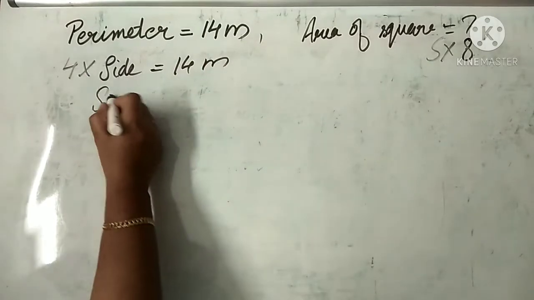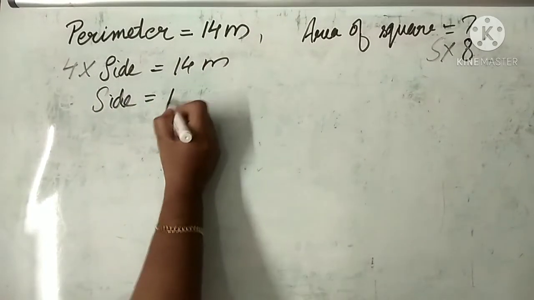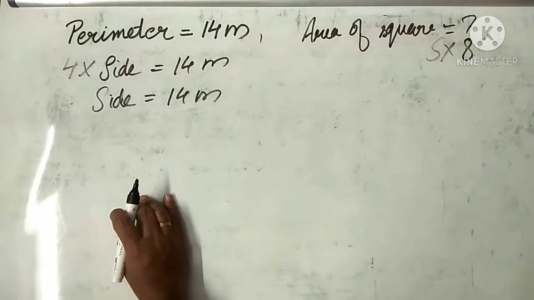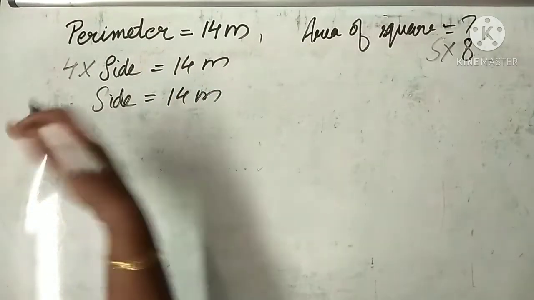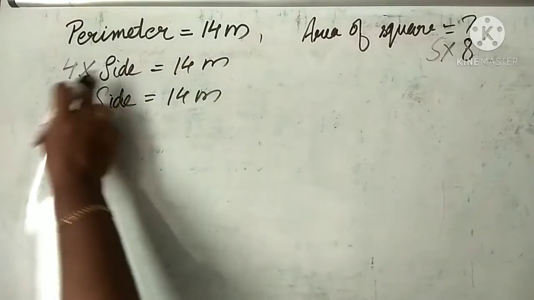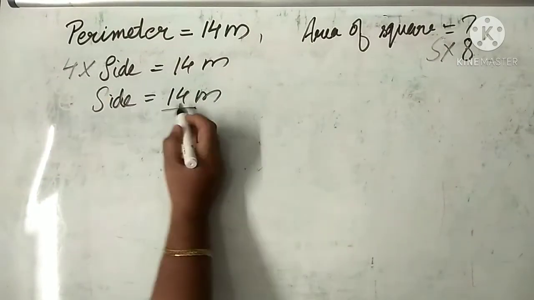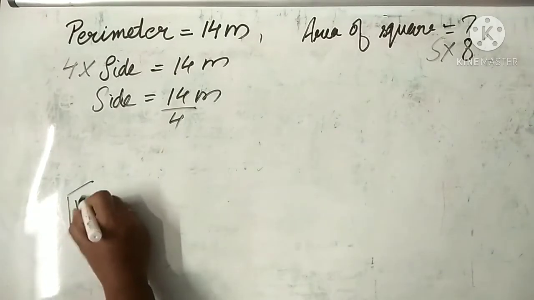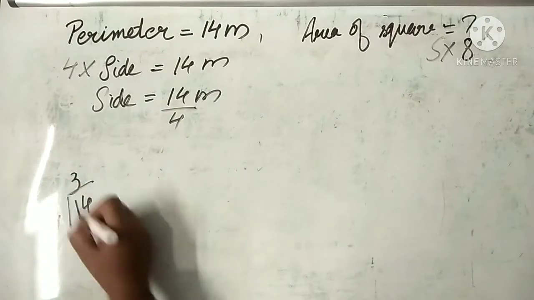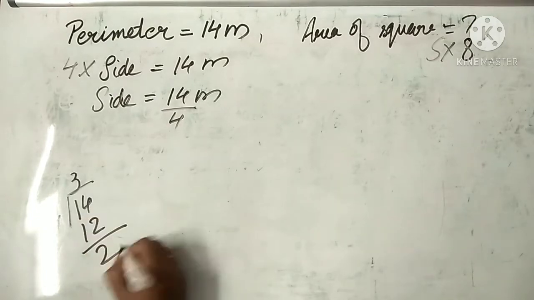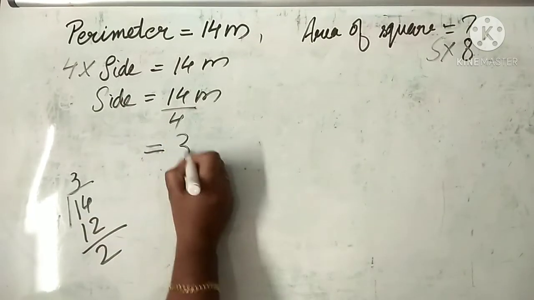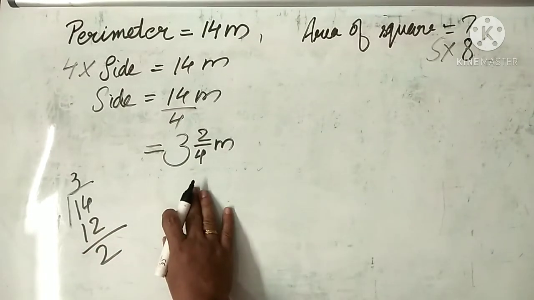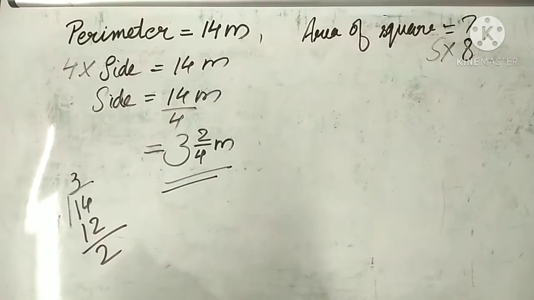That means side is equal to 14 meter divided by 4. When we take this 4 to the other side of the equal to sign, it becomes divided by. So 14 divided by 4. Let us divide and see. 14 divided by 4, 3 times 12, balance 2. So this is 3 2 by 4 meter. So we get the side as 3 2 by 4 meter.